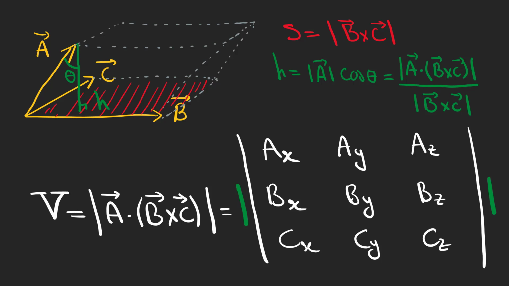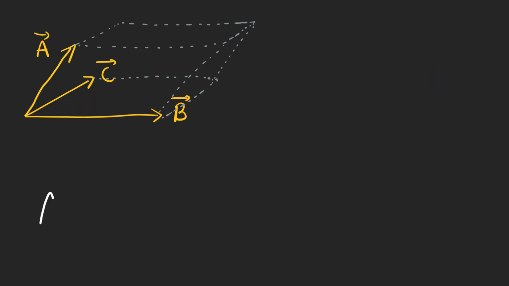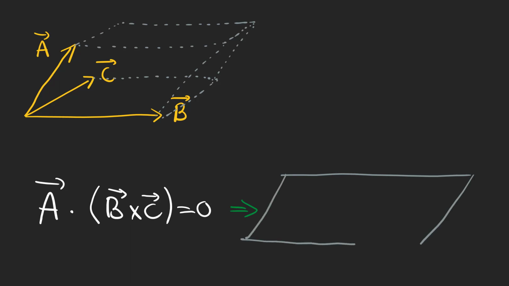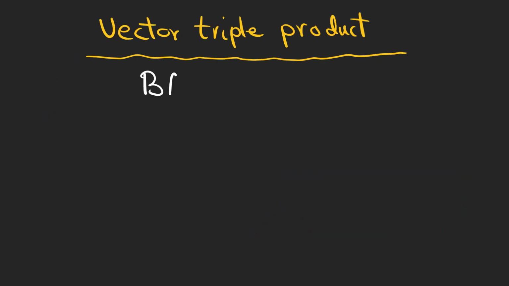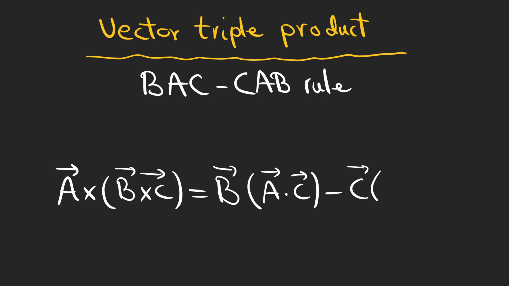Pay attention that we need the absolute value of the determinant. So if the determinant is negative, we just need to take its absolute value. Pay attention that if this value is 0, the volume is 0 and all these three vectors live on the same plane. Finally, it is worth mentioning the vector triple product, which can be computed using the BAC-CAB rule.